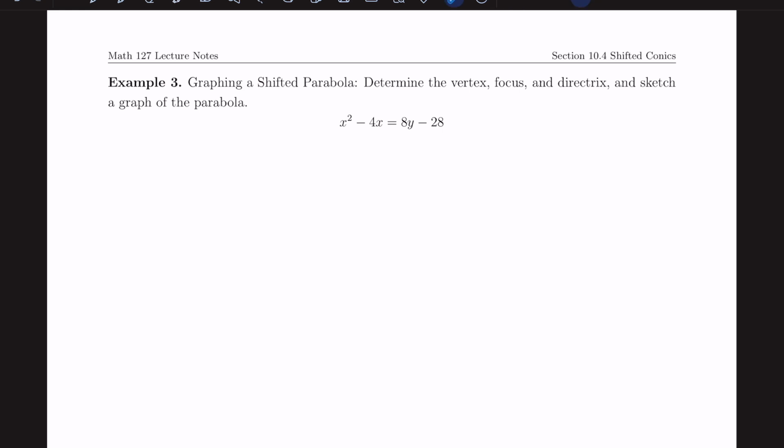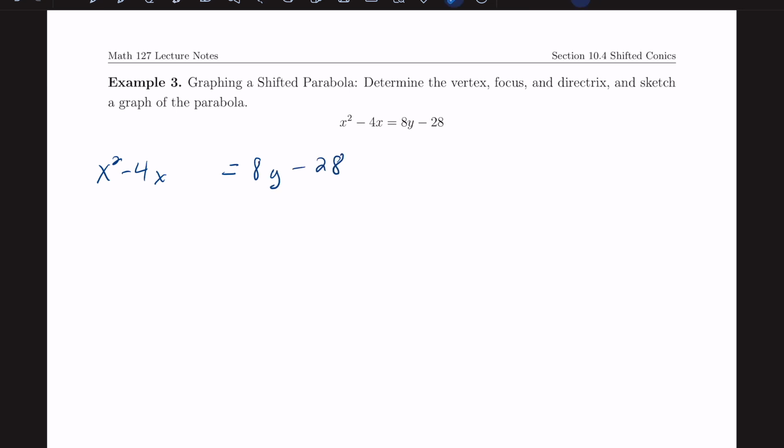All right, so let's look at this next example here. Now, it's not in standard form, so that's our first goal to do. So let's go ahead and do that. So I'm going to write this over here as x squared minus 4x, and then I'm going to leave some space over here. I'm going to write 8y minus 28.